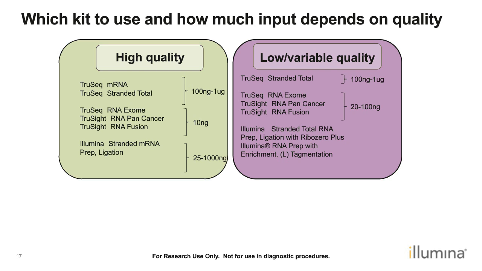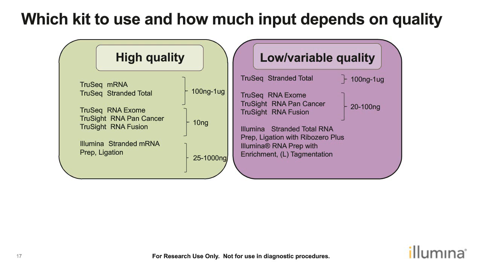And if we're looking for enrichment kits, here we'll use a bit more. We'll probably use about 20 to 100 nanograms, depending on the level of degradation and quality of our RNA. We can use this with RNA Exome, pan-cancer, and RNA Fusion kits. We can also use 10 to 1,000 nanograms for our RNA prep enrichment workflow.